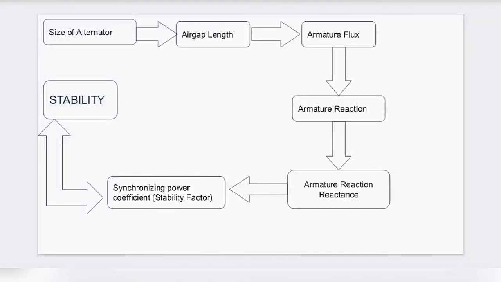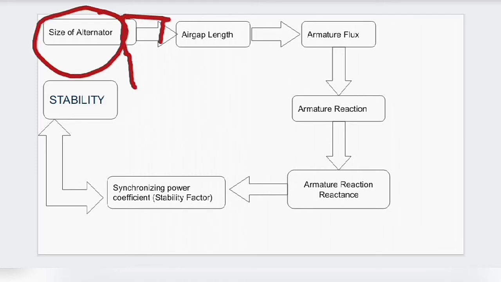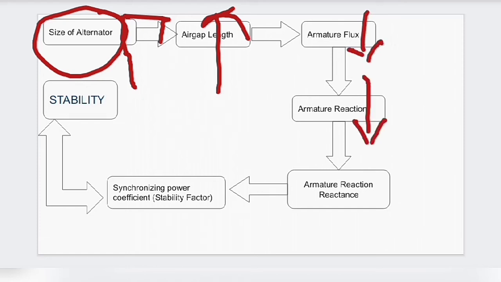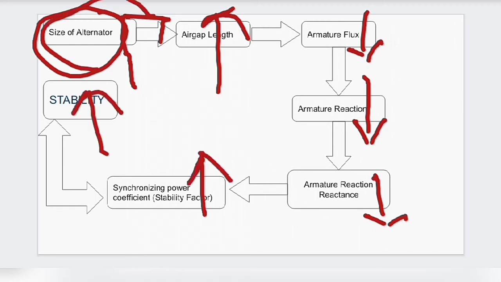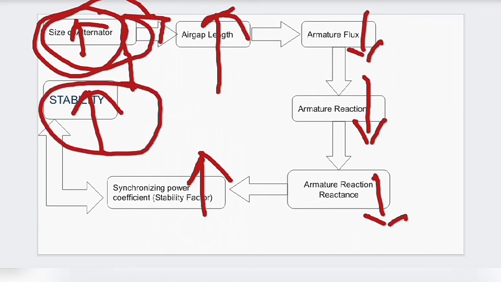So from this you can see the size of the alternator. When the size of the alternator increases, air gap length increases, so armature flux decreases and armature reaction decreases. Armature reaction reactance also decreases. So the synchronous power coefficient increases, so stability increases. Here we see the size of the alternator increases, so the stability increases. In this way you can also correlate this. Okay, so for the next slide we will see.